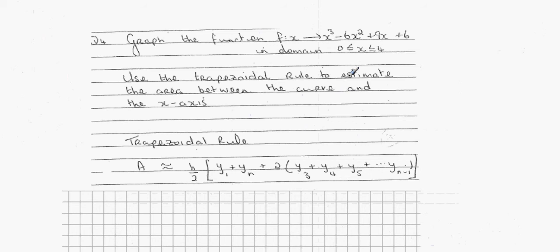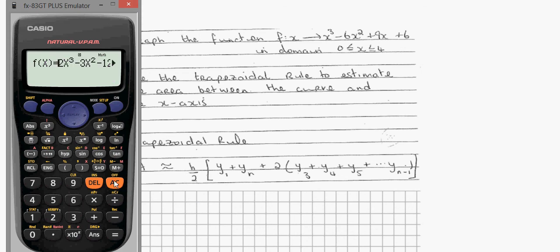Next one, graph the function f of x equals x cubed minus 6x squared plus 9x plus 6 in the domain 0 to 4. Use the trapezoidal rule to estimate the area between the curve and the x-axis. To do this, we're going to go back to the calculator once again. So this time we have x cubed minus 6x squared plus 9x, and we don't have 4, we have 6. Once again, you could formally do your table, and that's what you're expected to do in your exam, but right now we're just going to concentrate on our own answers.